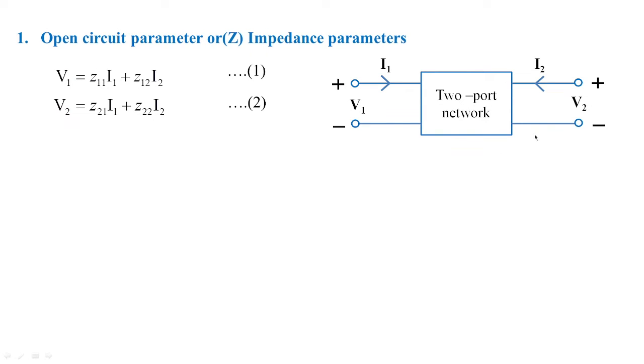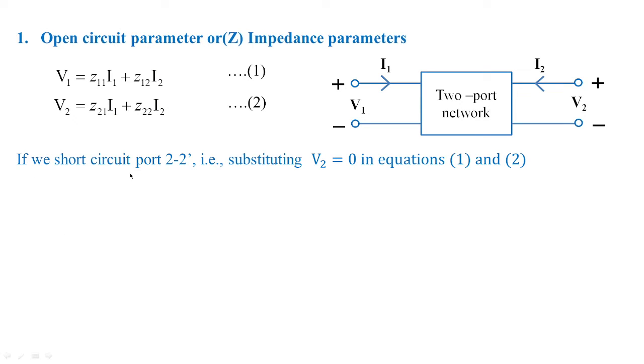Here you can see a two-port network where you have input port side voltage as V1, the current which is flowing is I1. Similarly, output port voltage V2 and current is assumed to flow I2. And the standard Z parameters are given by equation 1 and 2.